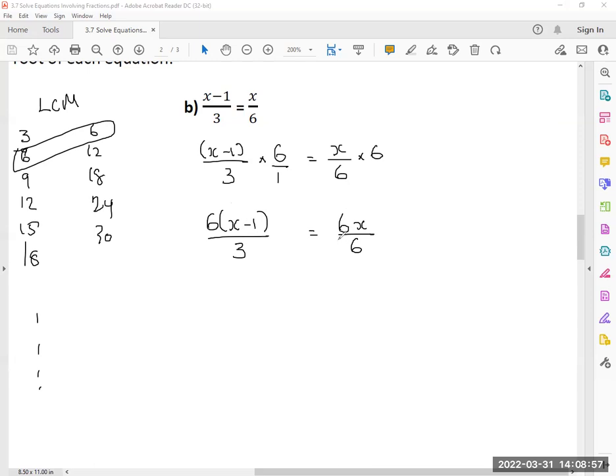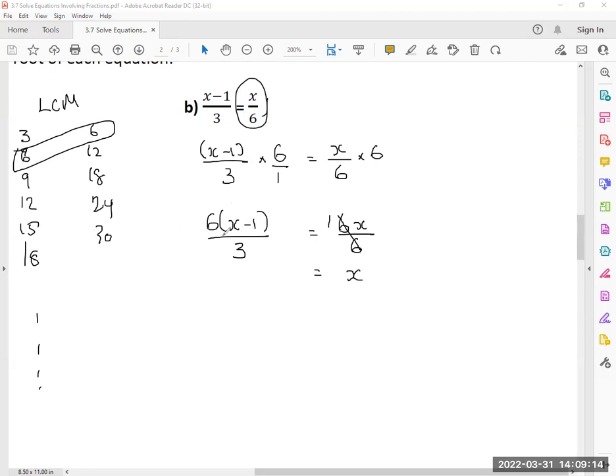I know it looks funky, but take a look at the next line. It's going to get rid of all the denominators. 6 divided by itself is just 1. So this is going to be just 1x. Look how clean that looks compared to this.